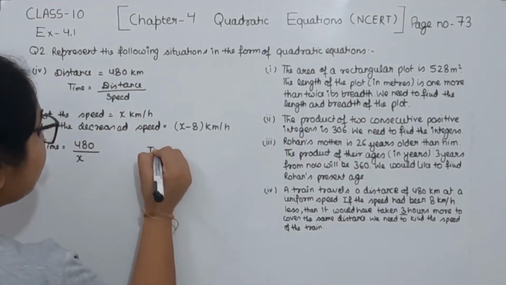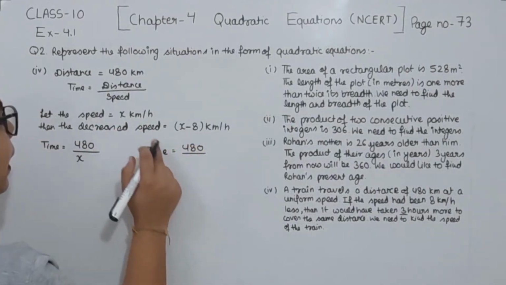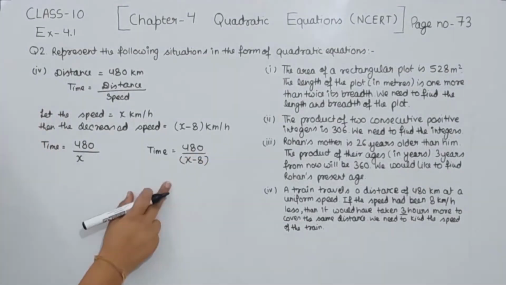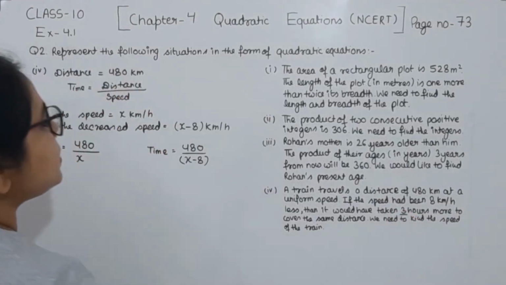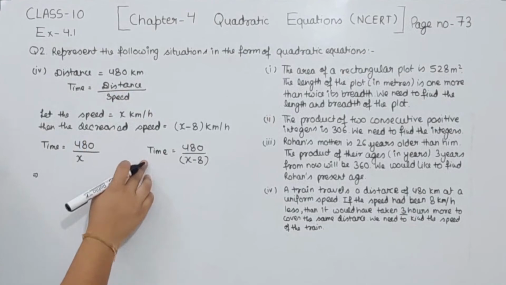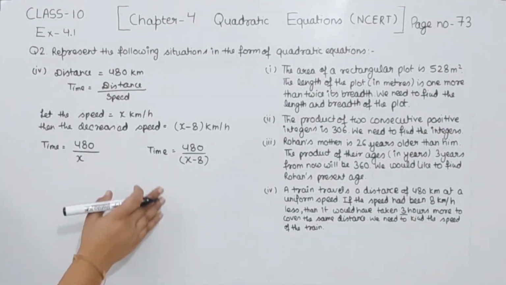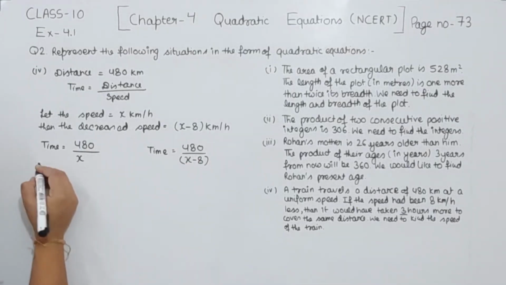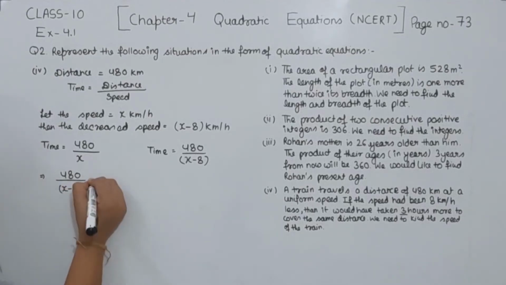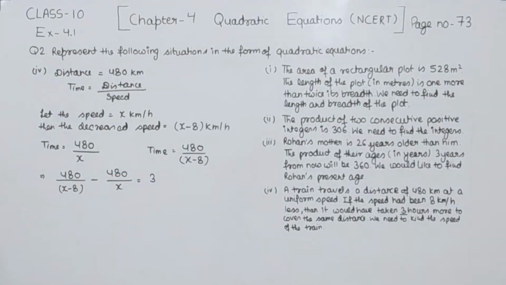Now we have to find the time when the speed is decreased. So the distance is 480 and the speed is x minus 8. Now the difference between both the times is equal to 3 hours. So we have to solve this one. When the speed decreased, it would take much more time to travel. So we will write this one here, 480 by x minus 8 minus 480 by x, and this is equal to 3 here.